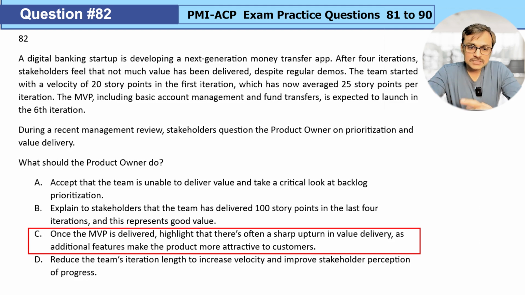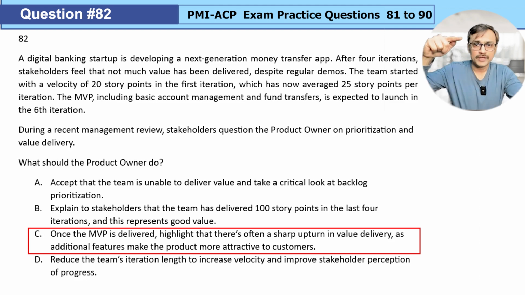Option C, once the MVP is delivered, highlight that there is often a sharp upturn in the value delivery as additional features make the product more attractive to customers. Makes good sense. Now, if you go through your PMI material for ACP preparation, you see all those graphs in your product content where they show that initially the value might be less, and once you cross the MVP, the value delivery will be sharp, and gradually it may start stagnating.